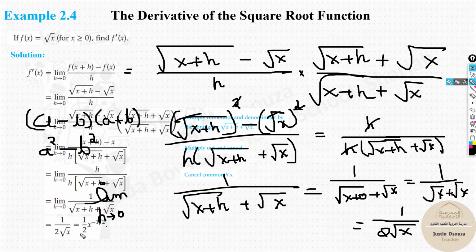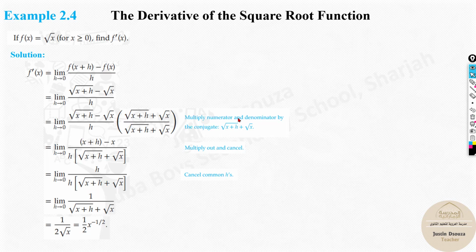Now you can even change this. You know how much is 1 by root x? It's x to the power half. Now you can take this x to the power half, it'll be negative. So that's the thing, but you can just leave it. 1 by 2 root x is more than enough. So this is how you solve this problem here, just by applying the formula.